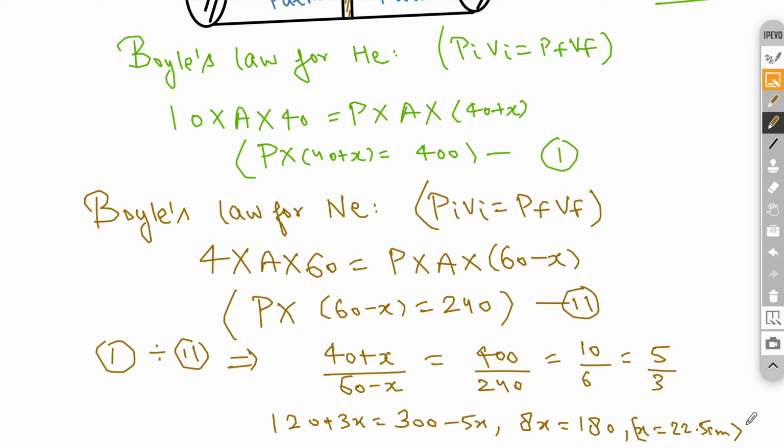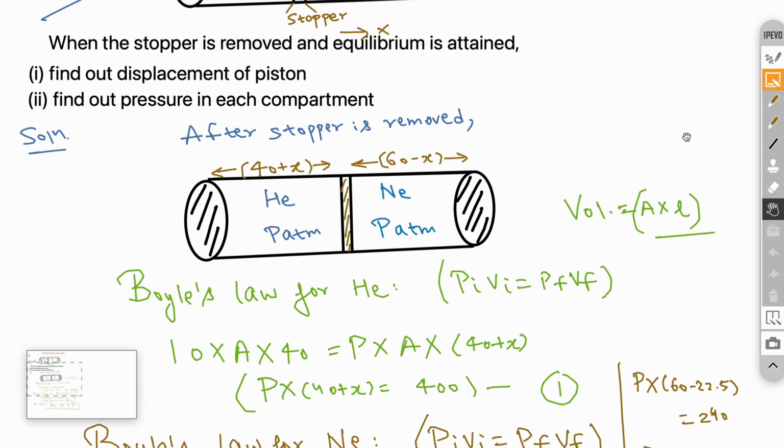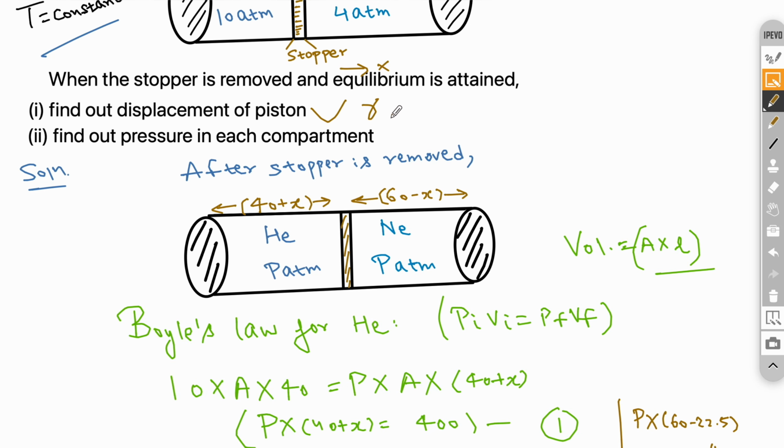Similarly, we'll solve for the value of P. Put this value in equation number 2. So P multiplied by (60 minus 22.5) equals 240. On solving, we get the value of pressure. It comes out to be 6.4 atm. So this is the answer. Hope you understand. We got the displacement of the piston as well as the pressure in each compartment.